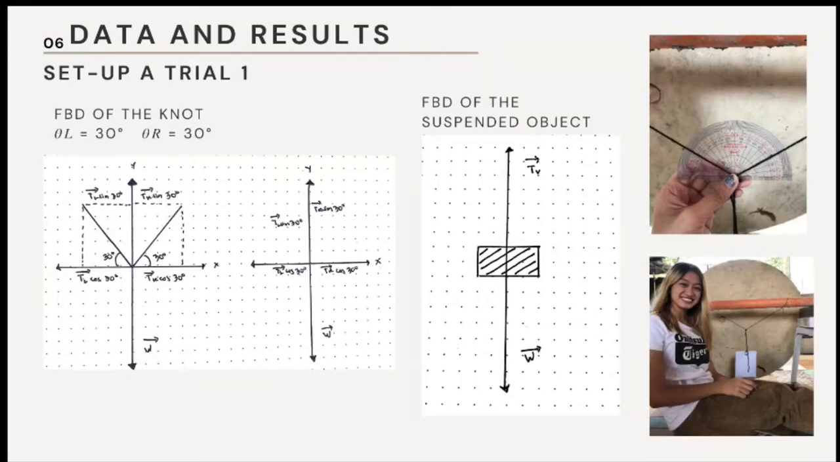For the setup A trial 1, we have the FBD of the knot. In this trial, both the left and right are 30 degrees. Because of this angle, for the X component, we have the left tension cos 30 and right tension cos 30. As for the Y component, we have the left tension sine 30 and right tension sine 30. In this slide, we can also see the FBD of the suspended object and how the experimentation was done.